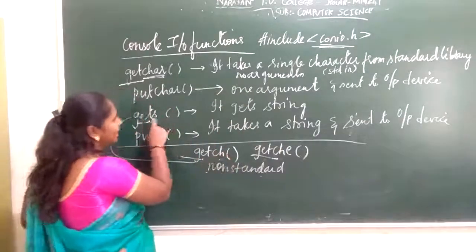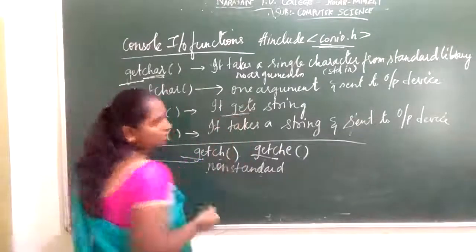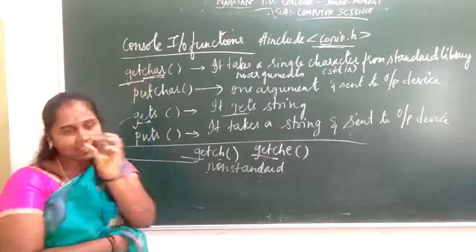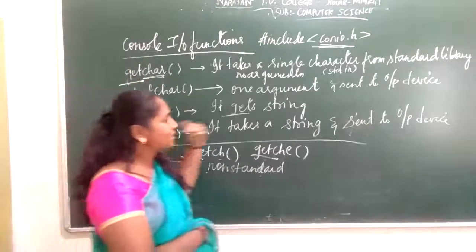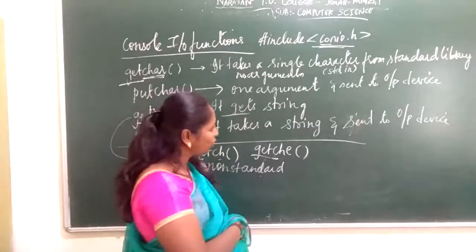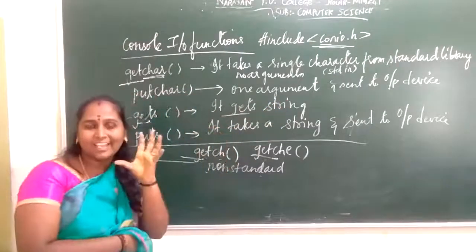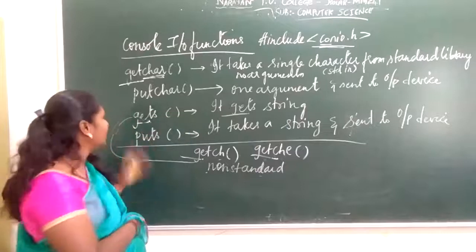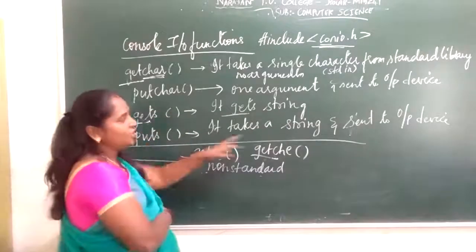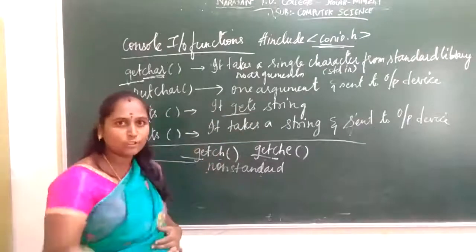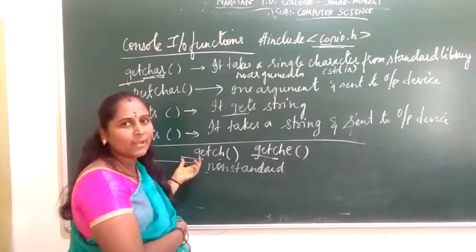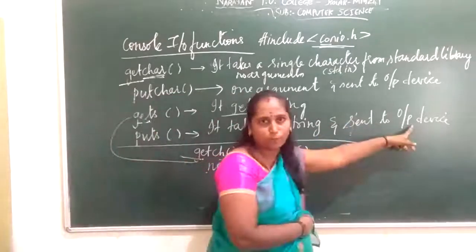Next, gets is nothing but you are going to get a string. Here in getchar you are going to get a single character, and that is a non-standard library function. In gets you are going to get the string, not a character. You are going to get a group of characters, that is a string. And puts takes the string, whatever you want to display on a monitor, as an argument and sends it to the output device.